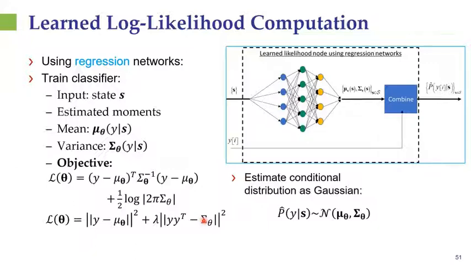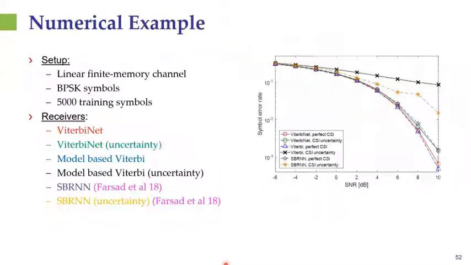Now, both approaches which we have discussed, the one uses classification and the one uses regression networks, provide a parametric estimate of the conditional distribution of the channel output given each possible set of channel inputs. Using that, we can implement Viterbi in a data-driven manner. And does it work? Well, let us see for this numerical example here.